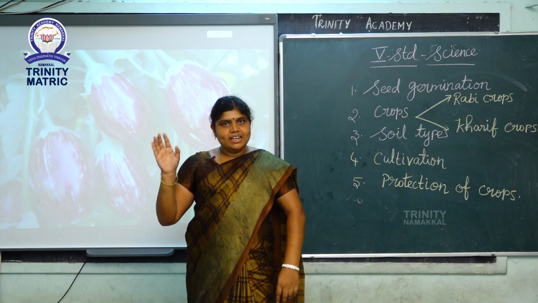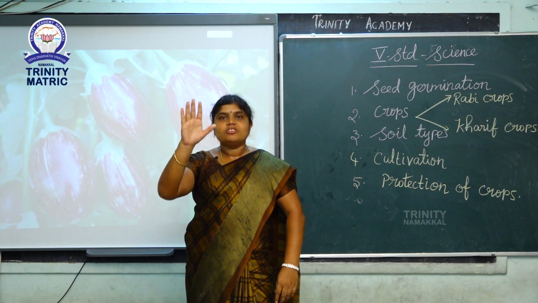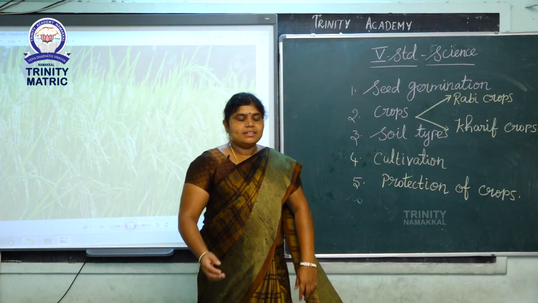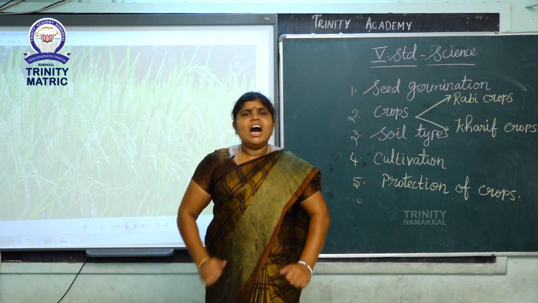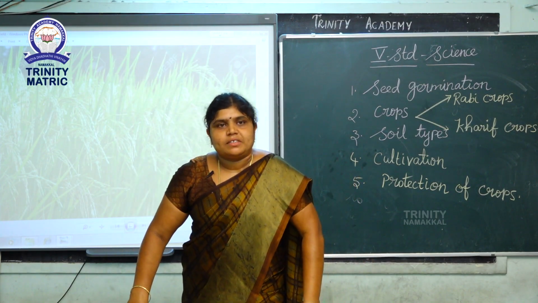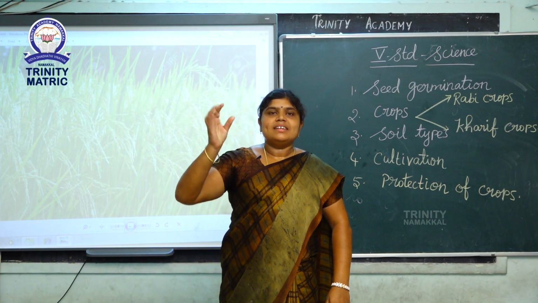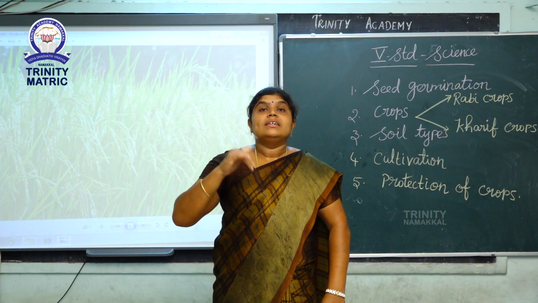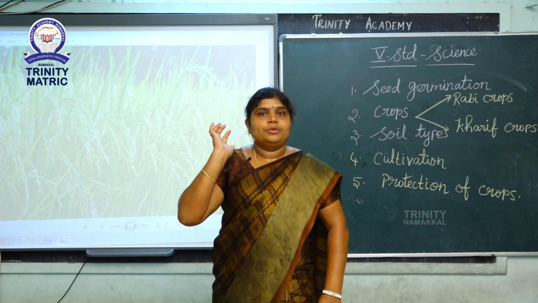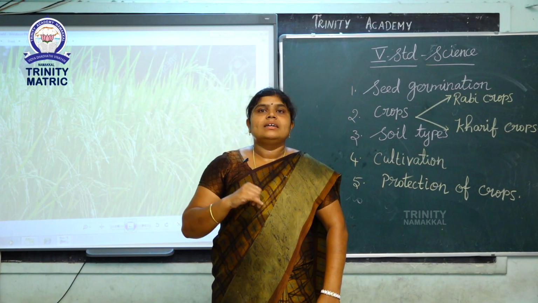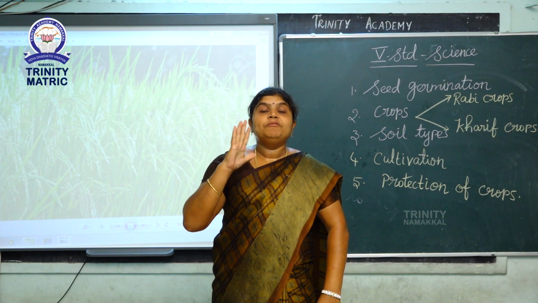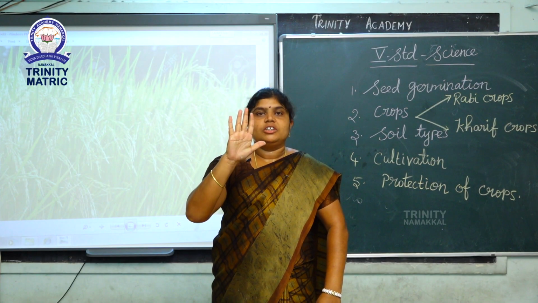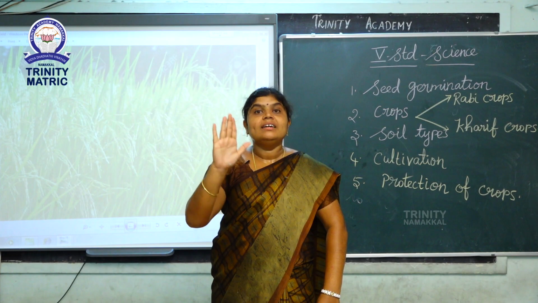So, soil is very important for growth of the plant. Did you understand, students? Next topic is cultivation. How do farmers cultivate the crops? So, some methods are available. First one is field, second one is healthy seed, third one is manure, fourth one is harvesting and fifth one is irrigation. These 5 things are very important for farmers to cultivate the crops.